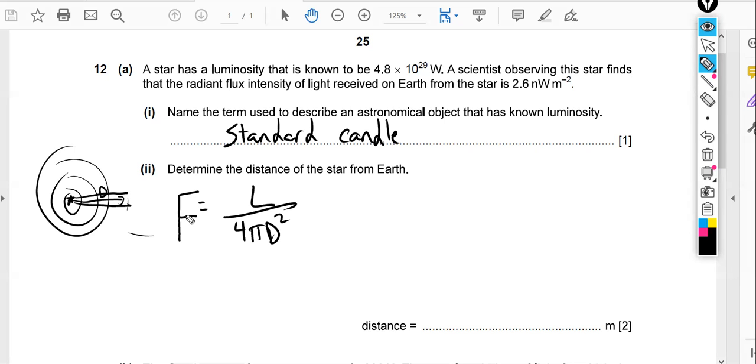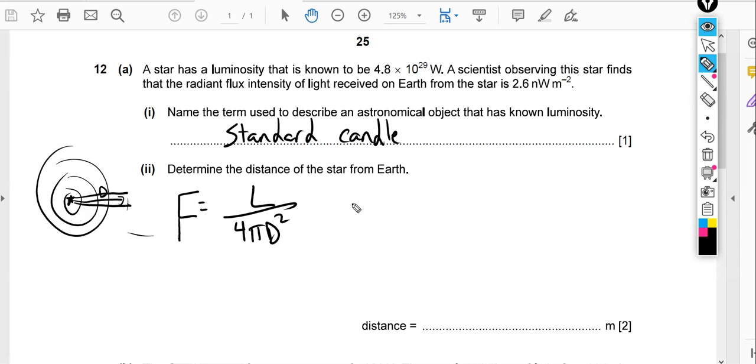This we can measure on Earth. This is just how much brightness hits each square meter of our telescope, of our collecting area. So this is always measurable on Earth. It's how bright it looks to us, its apparent brightness, its flux. If it's a standard candle, it has known brightness, so its luminosity is also known. And this is all we need to work out how far away it is.